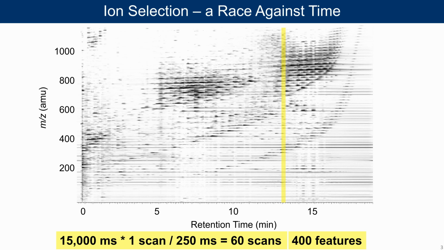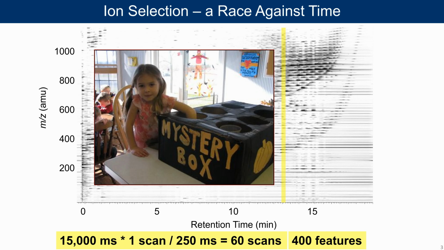The problem is, there's 400 features in this region, so we can only get fragmentation for 1 out of 8 compounds. You can imagine that as this little girl reaching through this box and pulling 1 out of 8 and hoping that it's the compound of interest, whether it be a biomarker or lead to new discoveries on a disease mechanism.